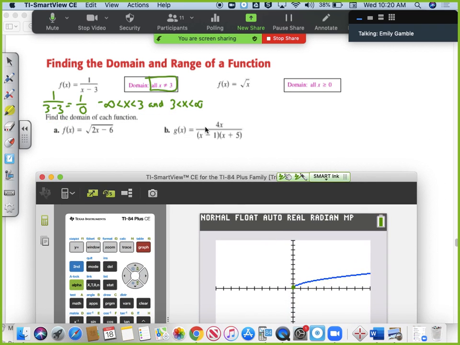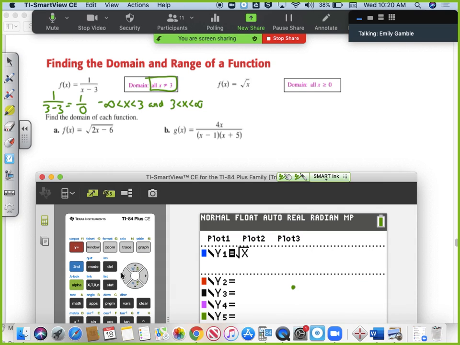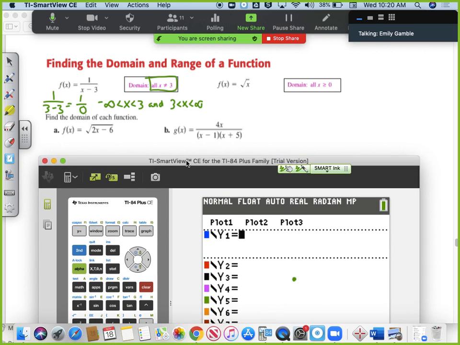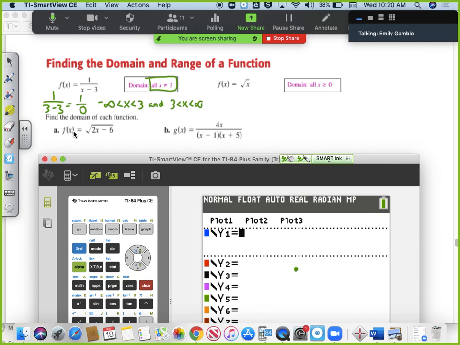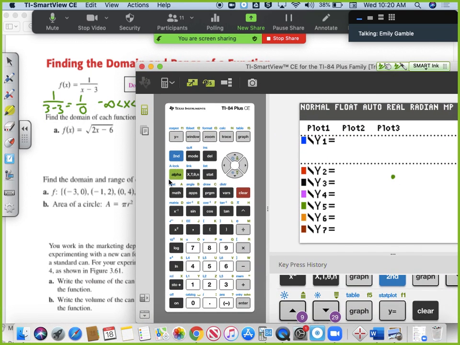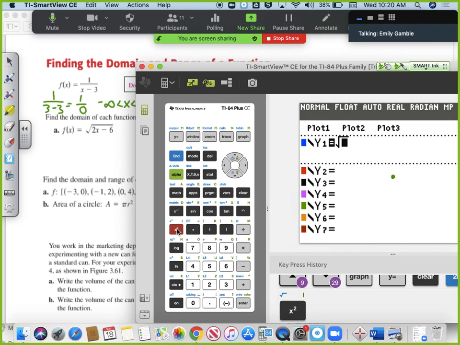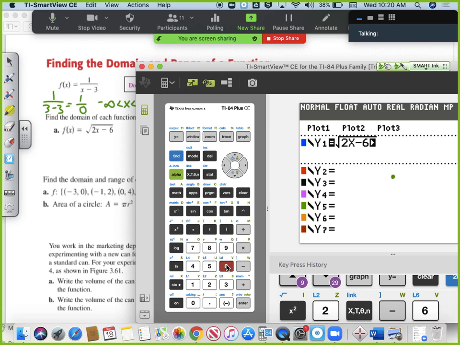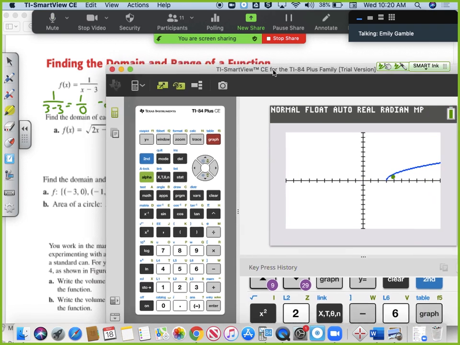So letter A and B over here are asking us to find the domain of each function. The easiest way to do this is to go into your calculator and go to y equals and type in these functions. So for f of x equals the square root of 2x minus 6, to do this, we would go to second, x squared, 2x minus 6, and I'm going to do these problems with you. Normally I would have you try these, but not everyone has a calculator, so I'm just going to show you what to do.